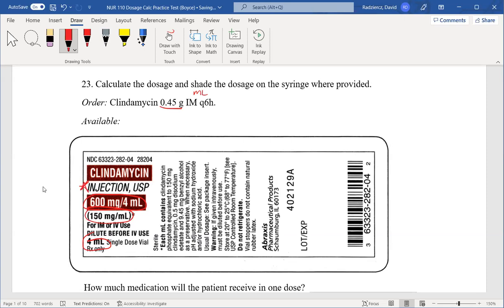And your available is in milligrams. So we need to convert 0.45 grams to milligrams. You can do that one of two ways. I can move the decimal over 3 places, 1, 2, 3, and that equals 450 milligrams. And if you are not 100% confident on that, my conversion factor for grams to milligrams is 1 gram is 1,000 milligrams, and that will also equal the 450 milligrams.